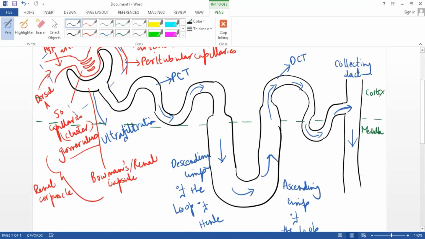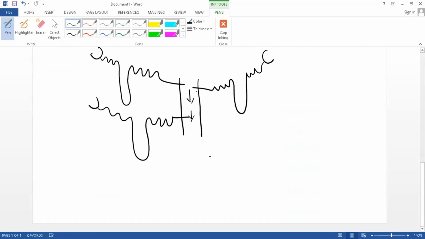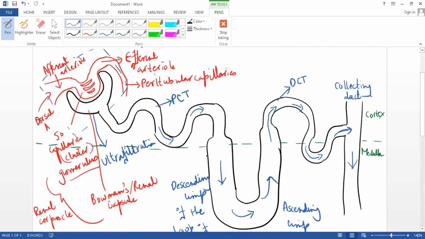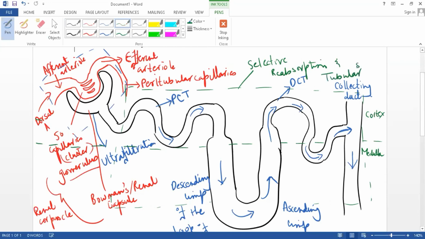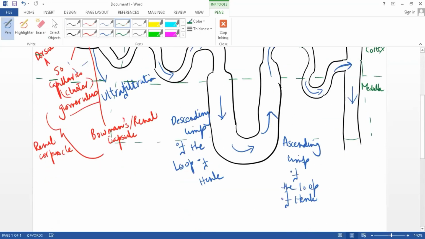Now, let's start discussing the adaptations of each and every part of the nephron. Proximal convoluted tubule, loop of Henle, distal convoluted tubule, and collecting duct are all responsible for the process of selective reabsorption and tubular secretion. So they are responsible for these.